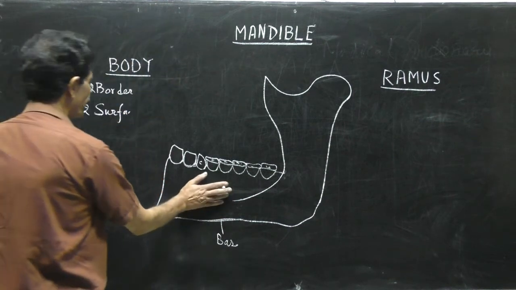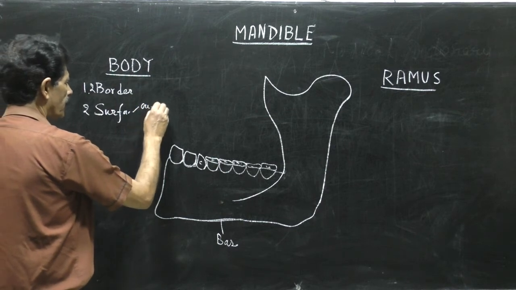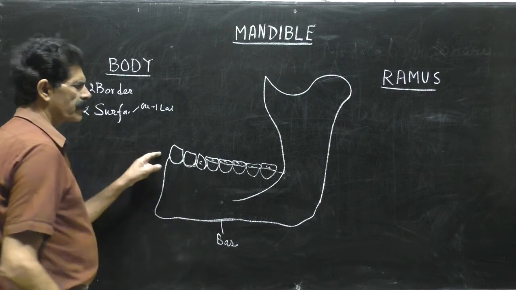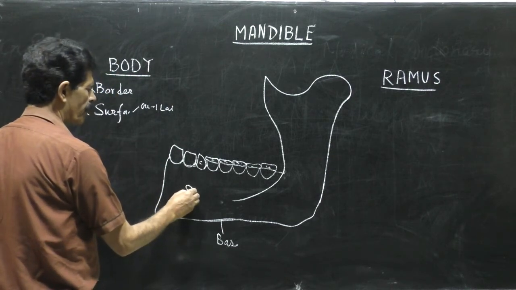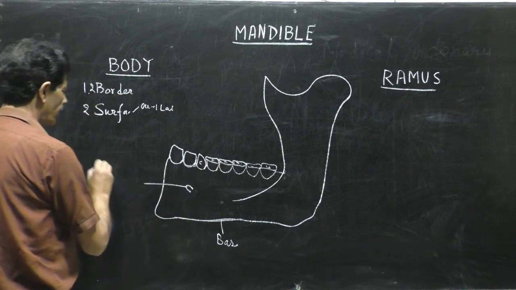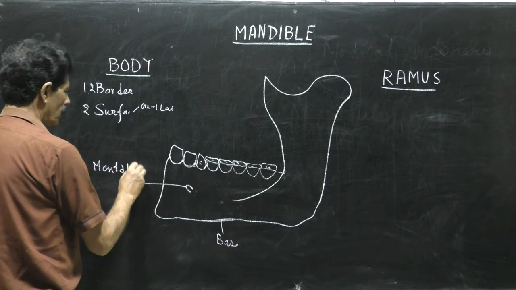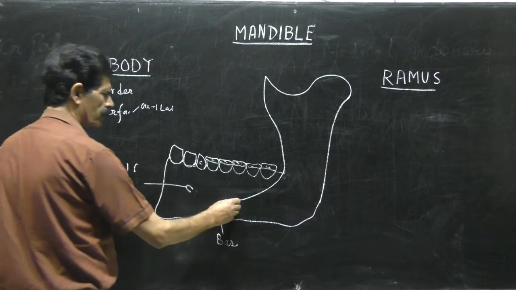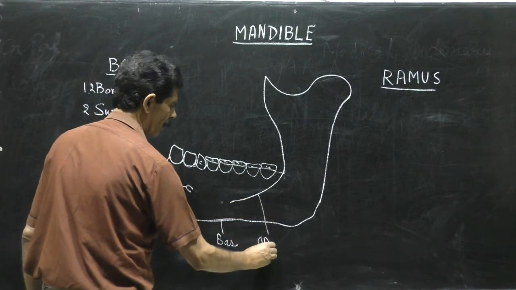So the outer surface is also called the lateral surface. The features of the lateral surface: one is a foramen which is called the mental foramen. This mental foramen is directed backward. And this is the oblique line on the outer surface.